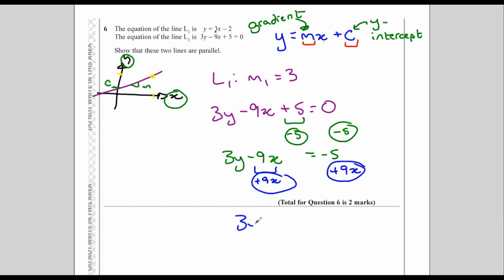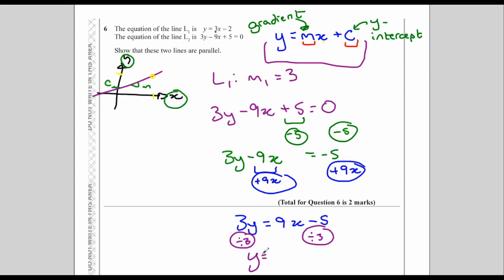That gives you 3y equals 9x minus 5. Can you see we're getting closer and closer to this target? Now we need to divide by 3 on both sides of the equation to get it in the required form. y equals 3x minus 5 over 3. Remember, everything here is divided by 3.